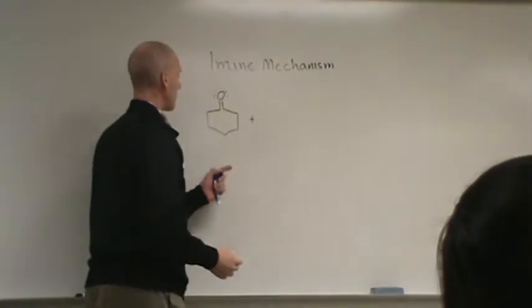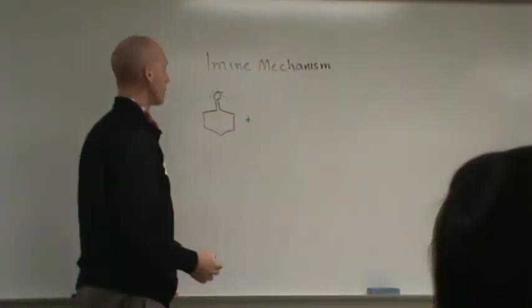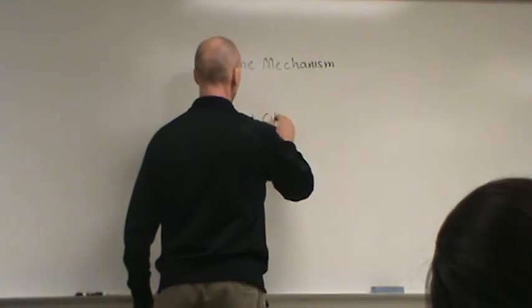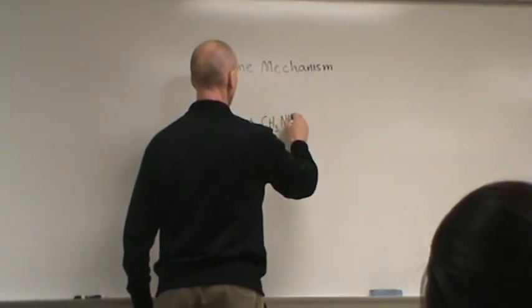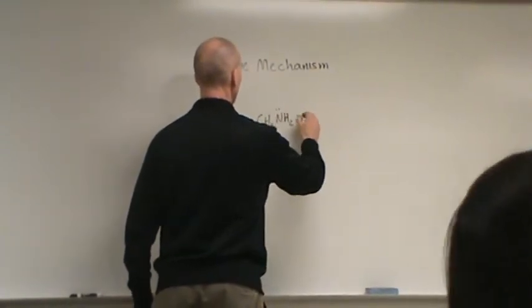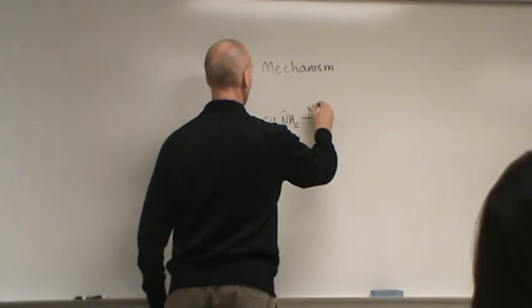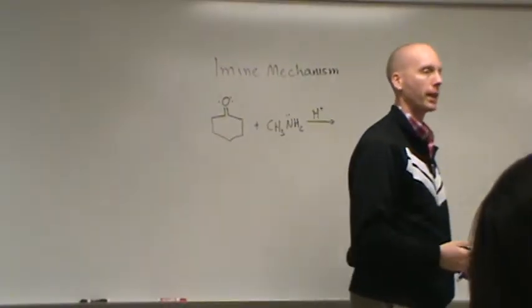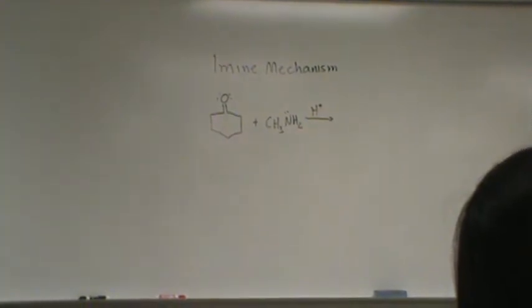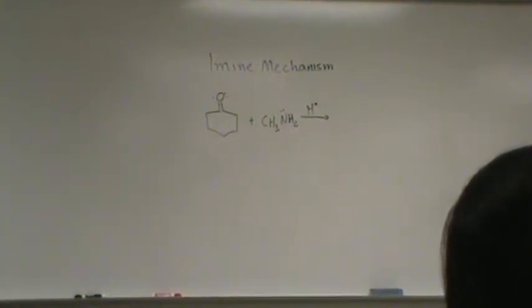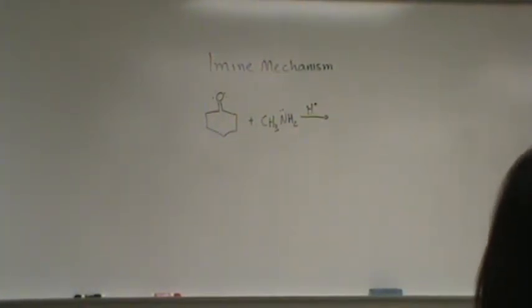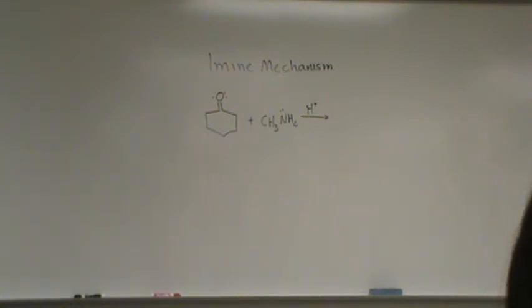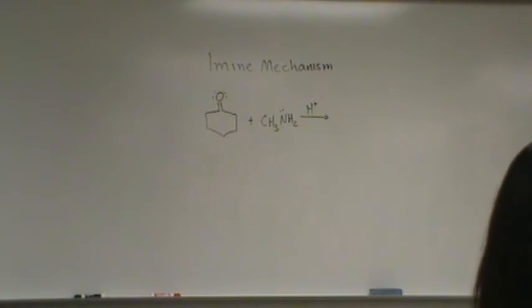Remember what we did? We took an aldehyde or a ketone and reacted it with an amine. And we also used H+ as an acid catalyst. So this was the setup. Let's take this through the mechanism to see how amines form, and you'll see this will follow the exact mechanism that we've been doing for the other ones.